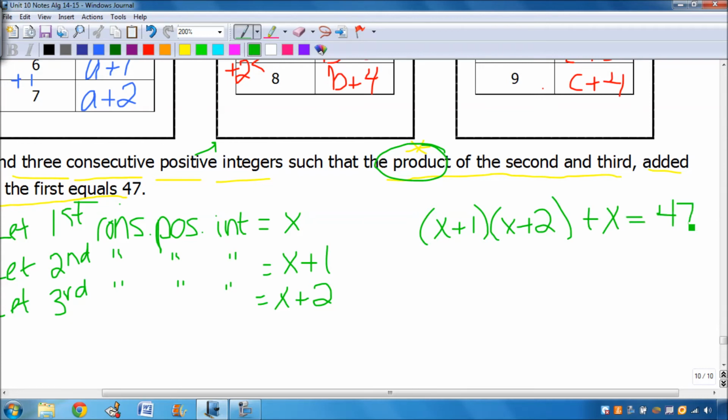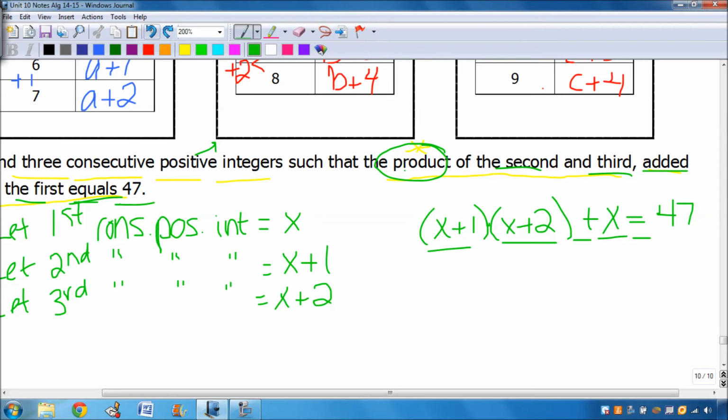So literally all I did was I read the problem and I broke it up into little pieces so I can translate it. Again, product, here's our multiplication of the second and the third, here's our second, here's our third, added to, here's our plus sign, the first, here's our x, equals, here's our equal sign, 47. Now all I have to do is solve it.